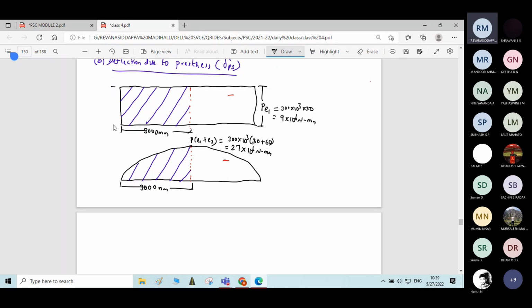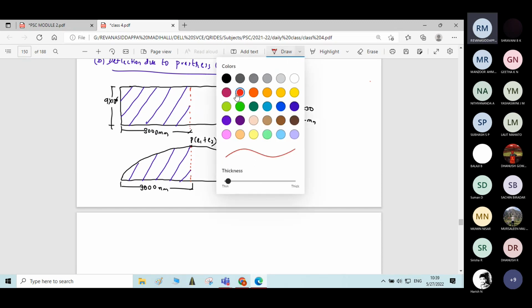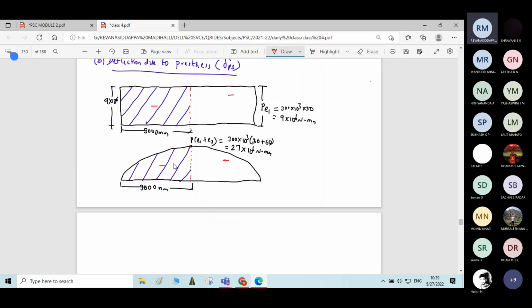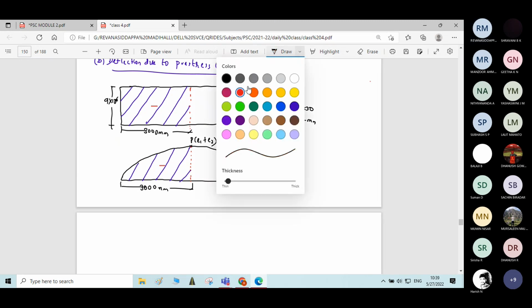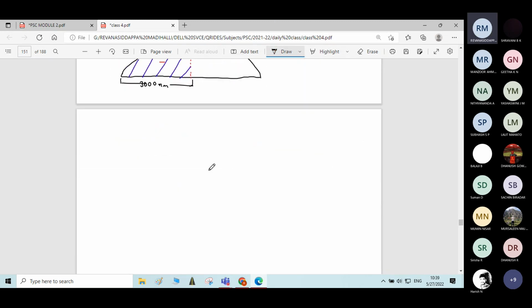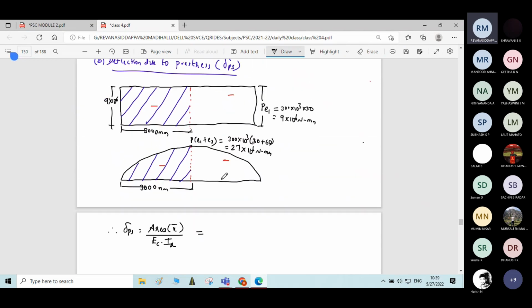Okay. Here height is how much? 9 into 10 power 6. Okay. Here we have height as 27 into 10 power 6. Okay. Both are negative. Negative and negative. So we have the generalized formula to calculate the deflection. Therefore, deflection due to prestress is equal to area into x bar divided by EC into Ix. So you can elaborate this formula with respect to our case.